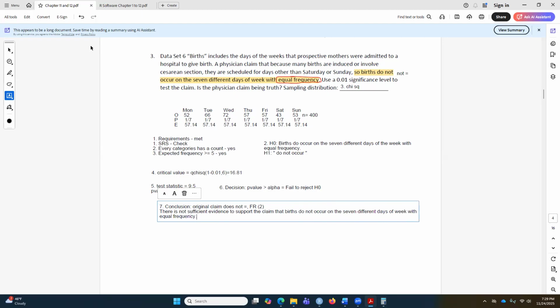So this conclusion says that the physician's claim is not valid. In other words, this is question 8. The physician's claim is not valid, so that means it is the same. Since this is not valid, you have a double negation, the word not and the not cancel out. That means births do occur on the same days.